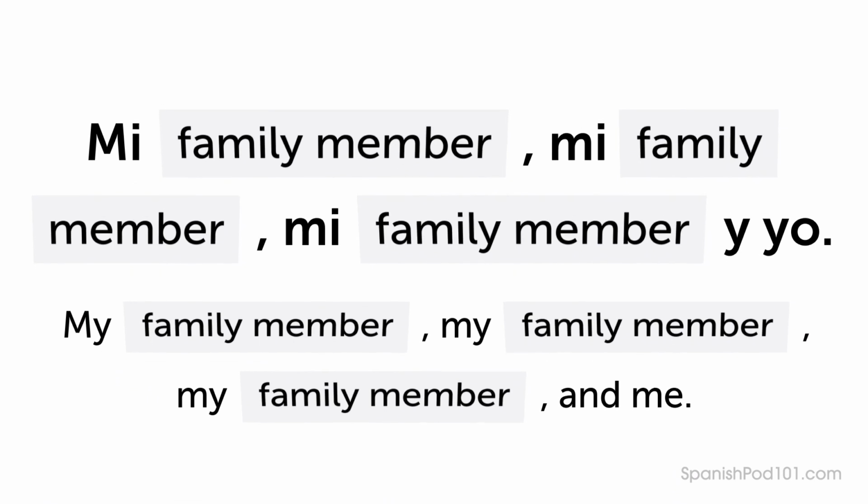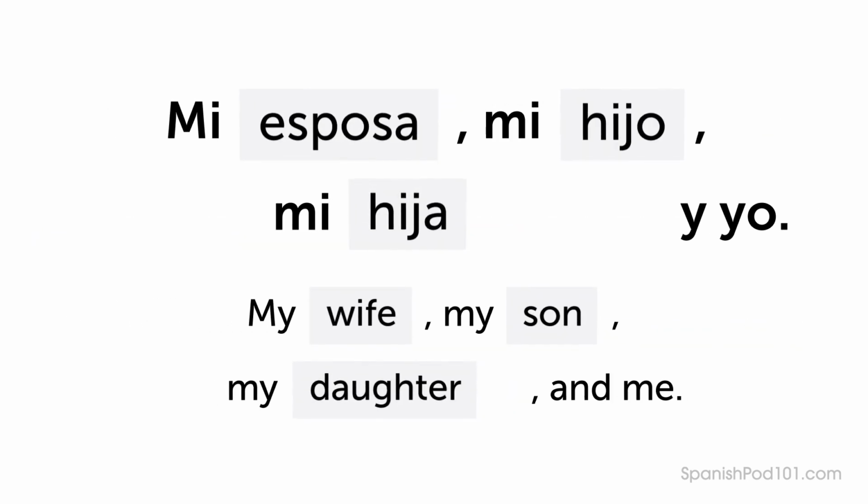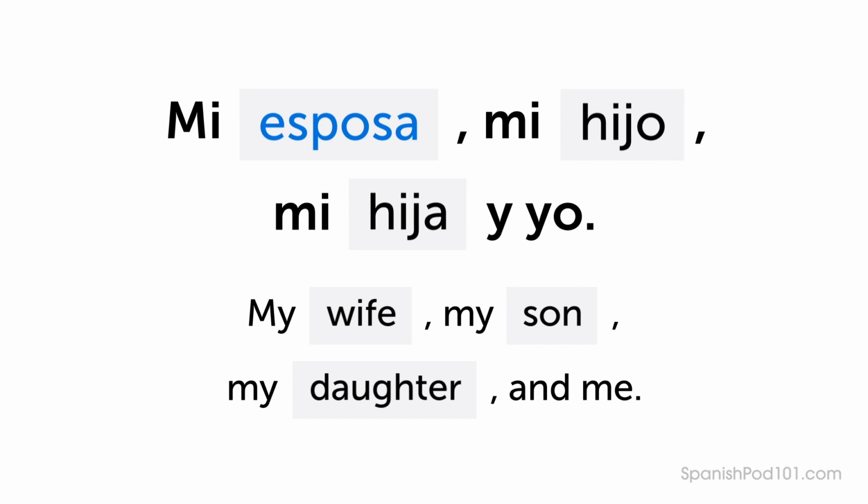The pattern is mi family member, mi family member, mi family member y yo. My family member, my family member, my family member, and me. To use this pattern, simply replace the family member placeholder with the members of your family. Imagine your family members are your wife, your son, your daughter, and you. Esposa is wife. Say, my wife, my son, my daughter, and me.